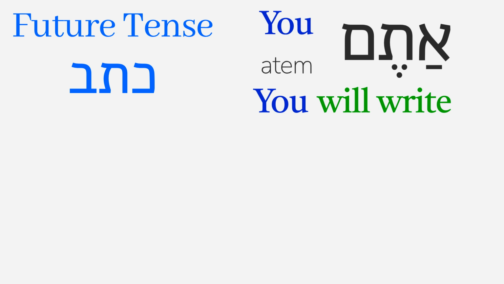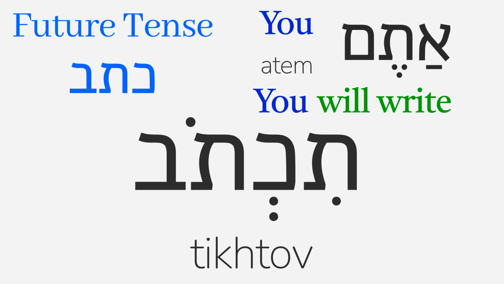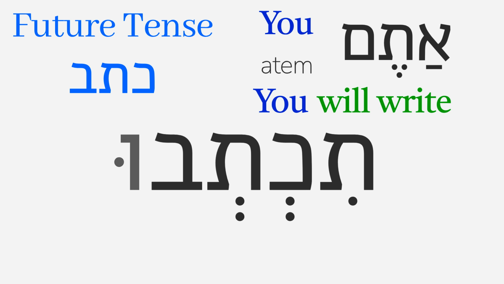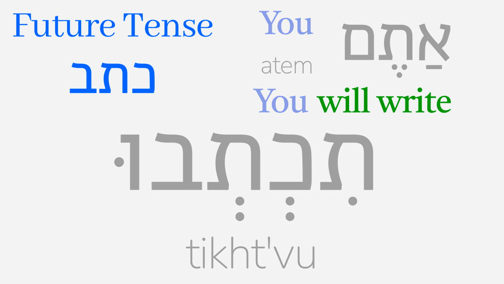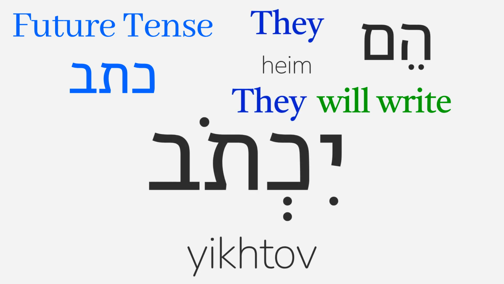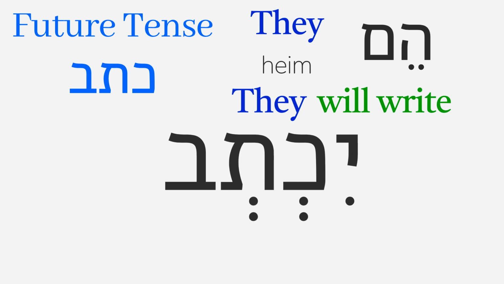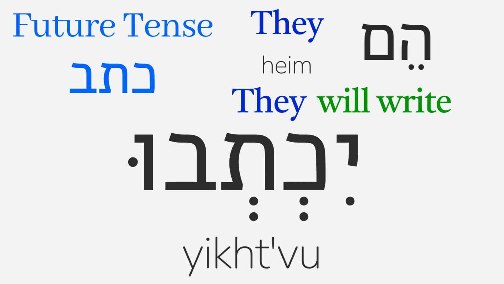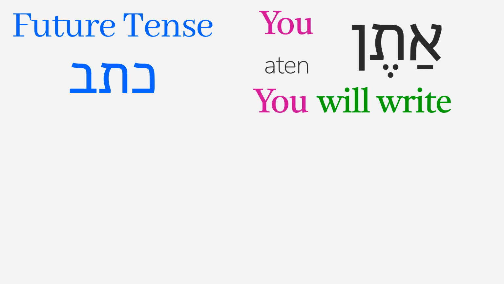The atem, you masculine plural form, is made similarly. We take tichtov, you will write masculine singular, shorten the cholam to a shva, and this time add u. Tichtovu, you will write masculine plural. The form for heim, they in masculine form, is made from yichtov, he will write. Like those other forms, we shorten the cholam to a shva and add u to make yichtovu, they will write in masculine form.